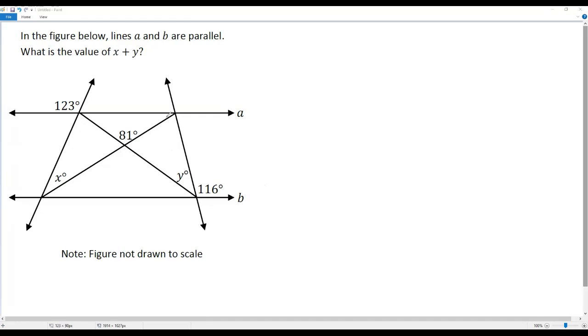Here we have a SAT math problem. Okay, let's go to the question. In the figure below, lines A and B are parallel. What is the value of x + y?